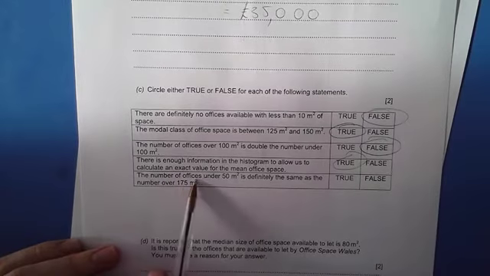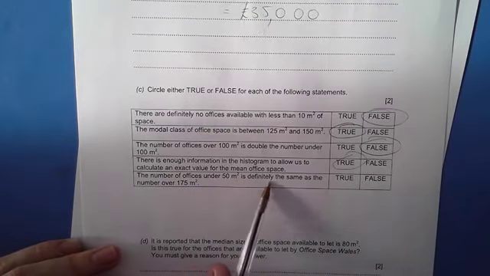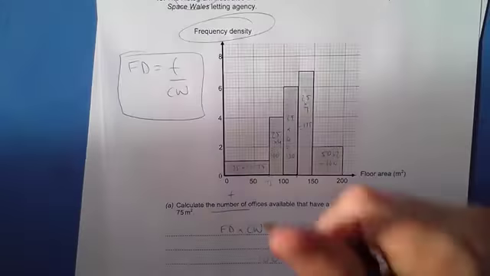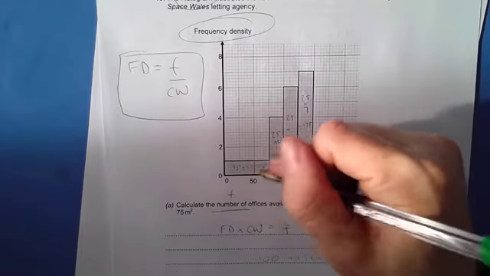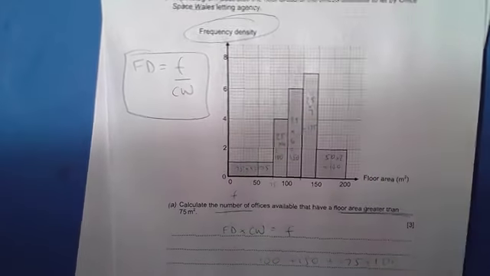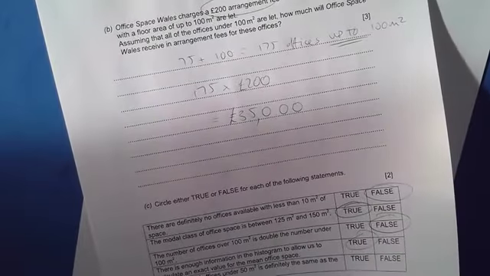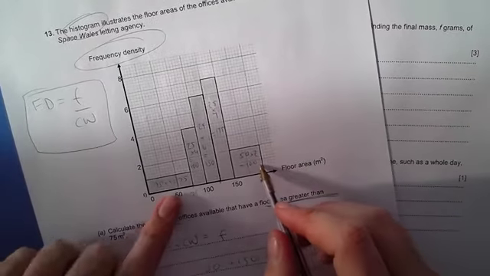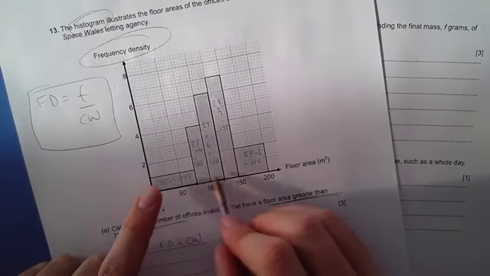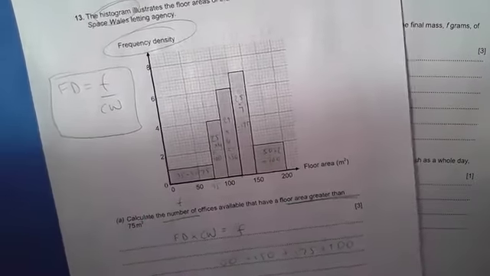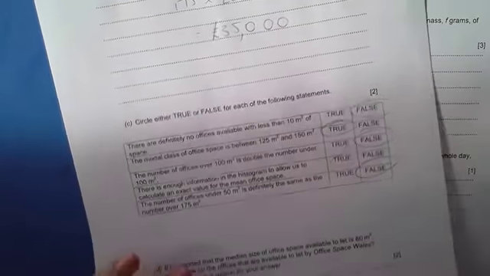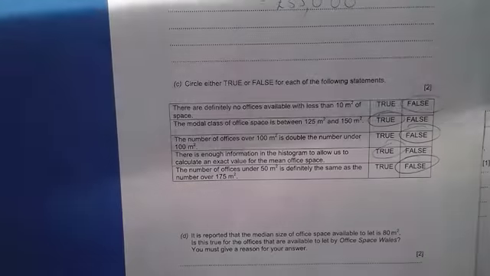And then finally, the number of offices under 50 metres squared is definitely the same over 175 metres squared. So under 50 would be 50, I'd assume that, 50 times by 1. Over 175, well, again, you would assume 50, but we don't actually know the distribution within these bars, so that's not strictly true, okay? You could maybe assume it, but you'd be wrong to assume it. It's actually false.